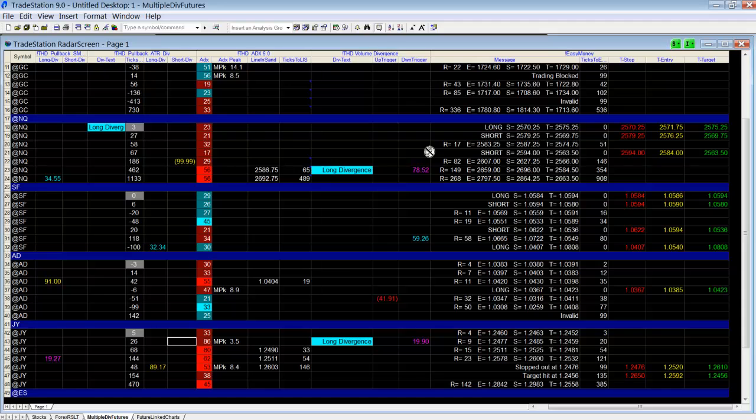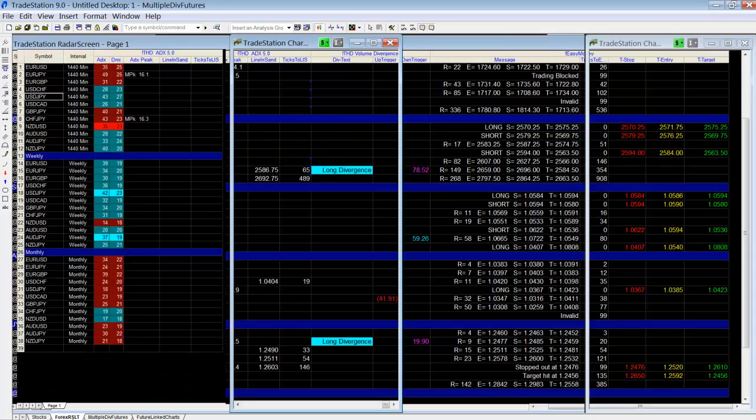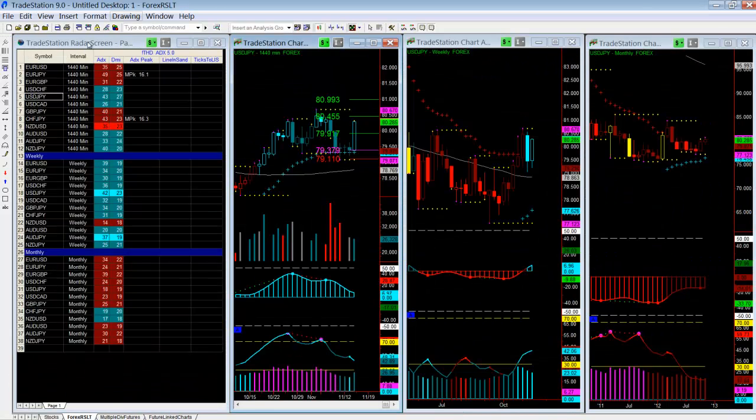Now, will this only work on the futures? Absolutely not. On the Japanese yen, I am actually in this trade right now. I actually entered it Monday evening late because this bar had already closed. You see that you had divergence. Now, how did I know that out of all of the Forex symbols, the only one I wanted to look at was the USD Japanese yen? The radar screen told me so.